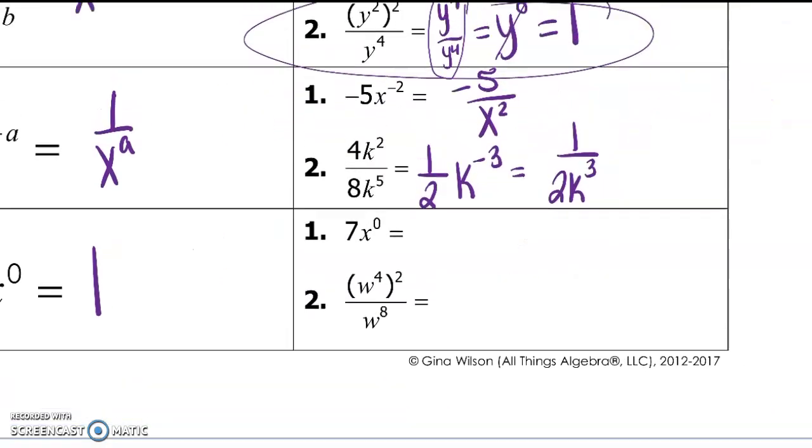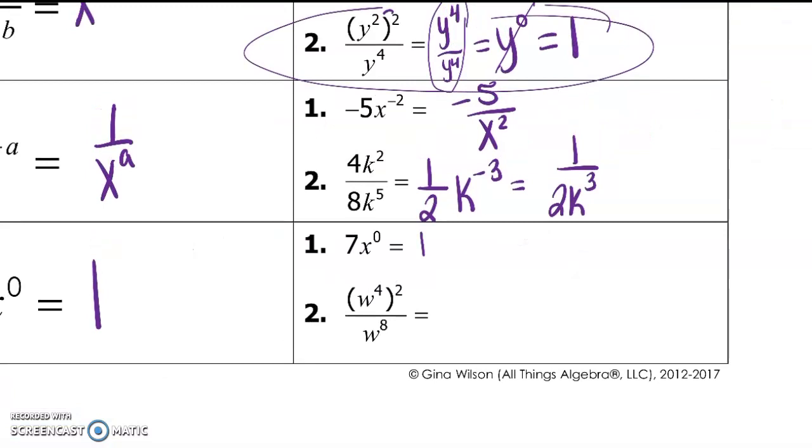Now the problem with this in number 1 is most people think they can just put a 1, but that is not true. Technically, this means 7 times 1, right? The x to the 0 becomes a 1, so it's just 7. You do not have to show that step. Hopefully you know it's just 7.